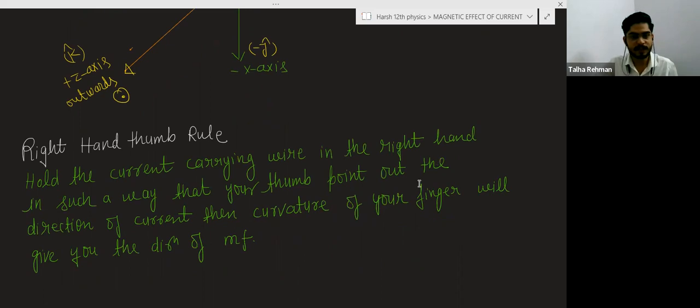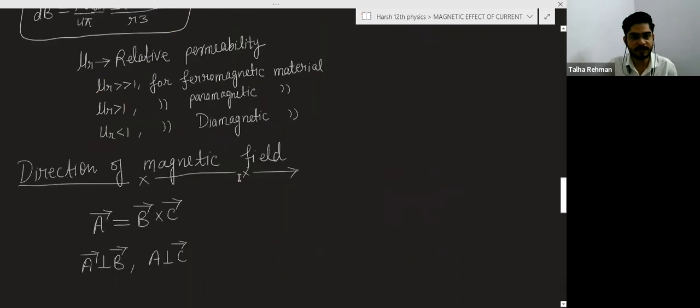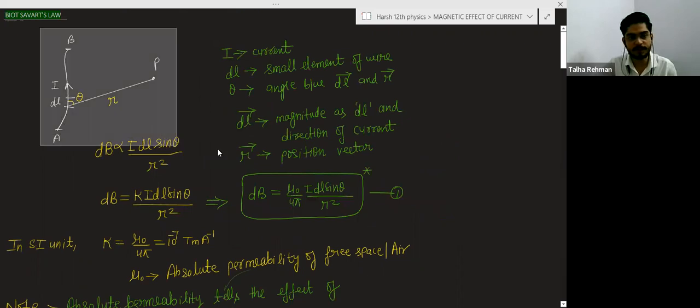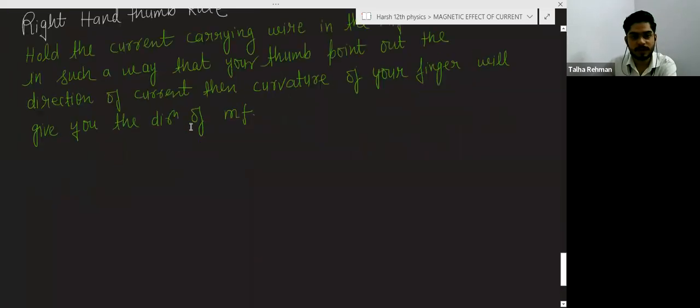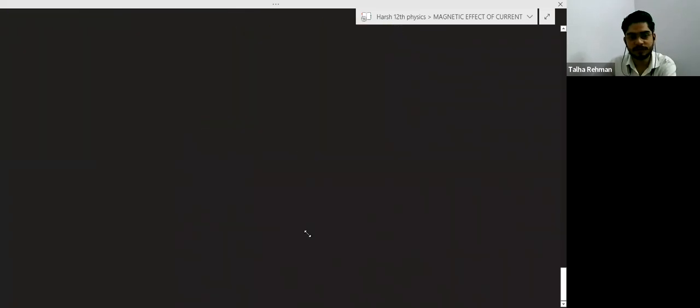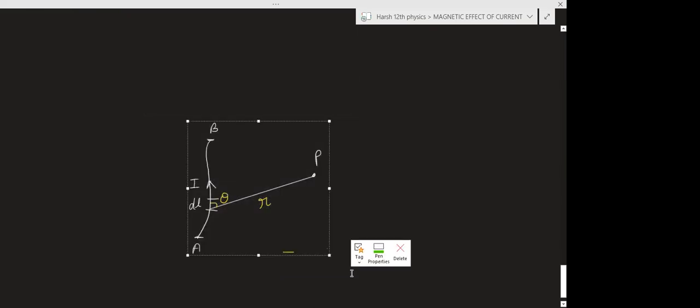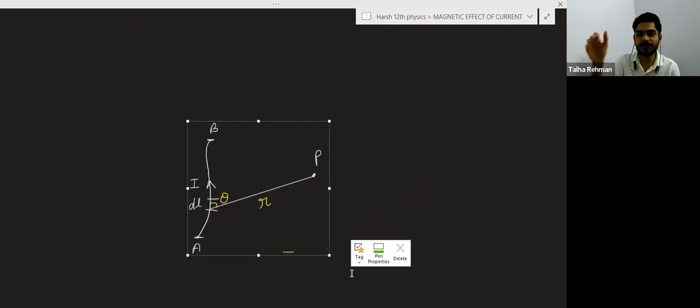Let's see. Suppose earlier we have this condition, and I am copying it here. Earlier we do not know the direction. Suppose I want to find the direction of the magnetic field at this point. So just imagine this picture, or you can draw it on your paper. I will stop sharing my screen and tell you with my hand.